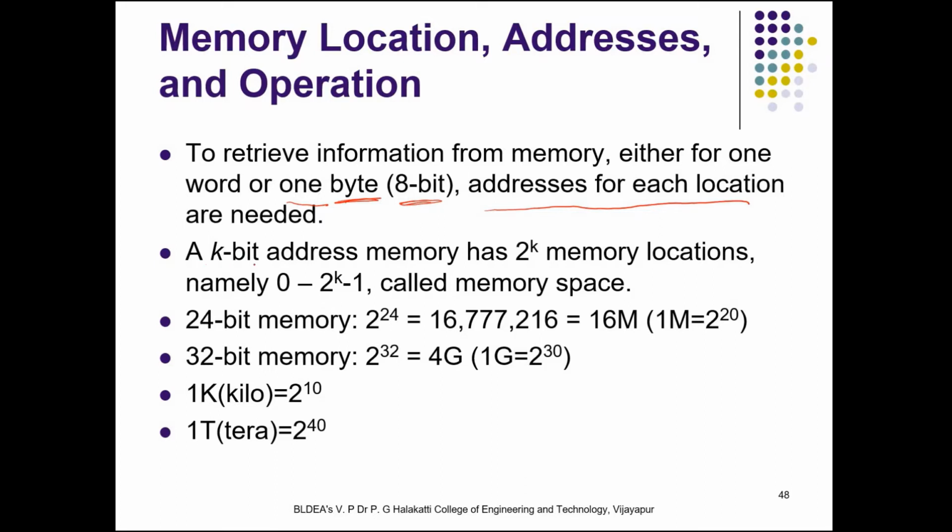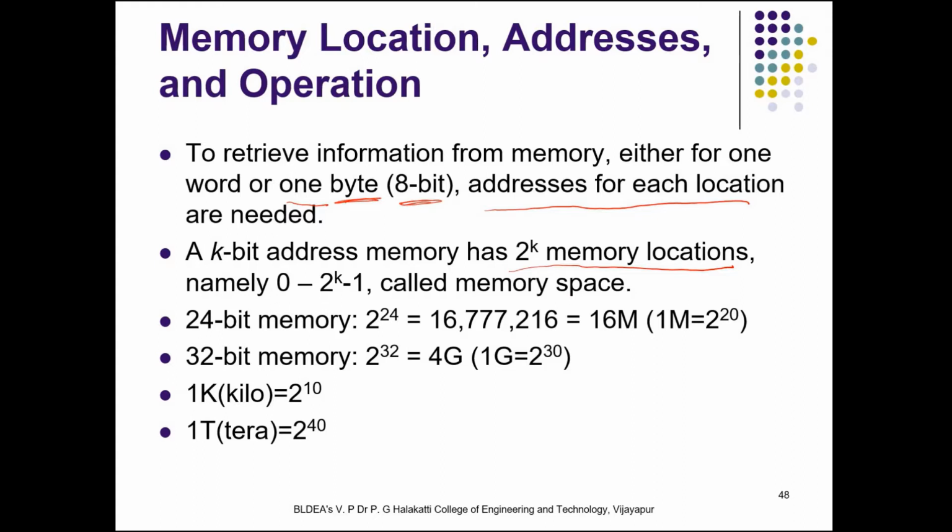Now, if a k-bit address memory is there, let's take 32, let k be 32. Let's not go to 32 directly; we will start from a small one. If a k-bit address memory has 2 raised to k memory locations, namely 0 to 2 raised to k minus 1, this is called the memory space.